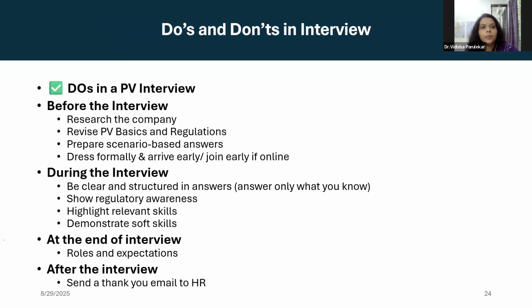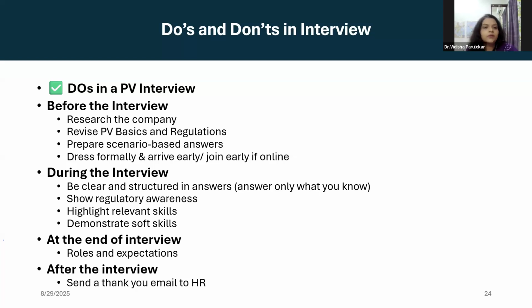Let's go to the next slide. Certain do's and don'ts in the interview. It's very important. I have divided this into before the interview, during the interview, at the end of the interview, and after the interview. Before the interview, first, very important, research the company and go.